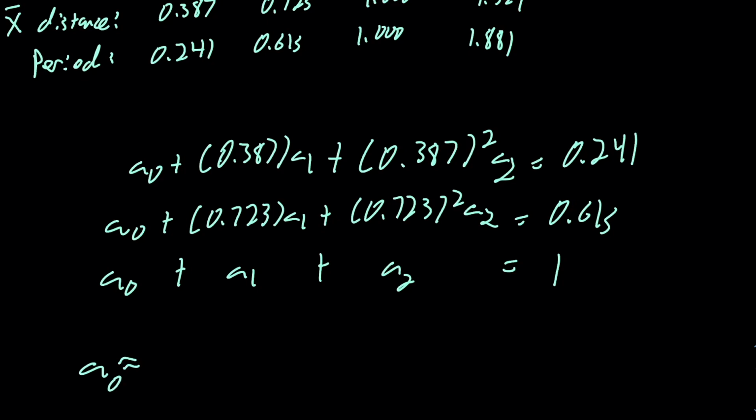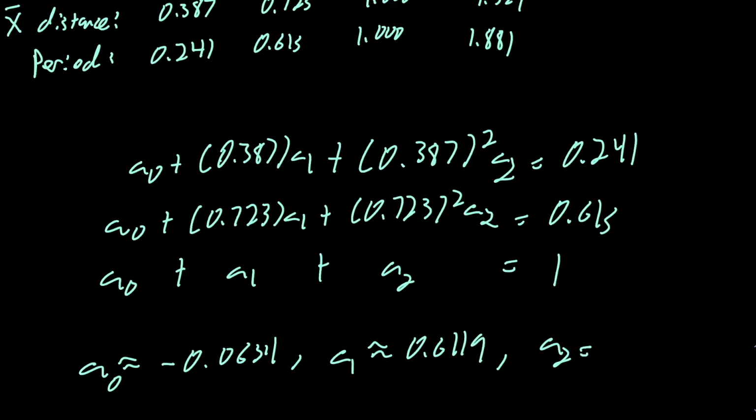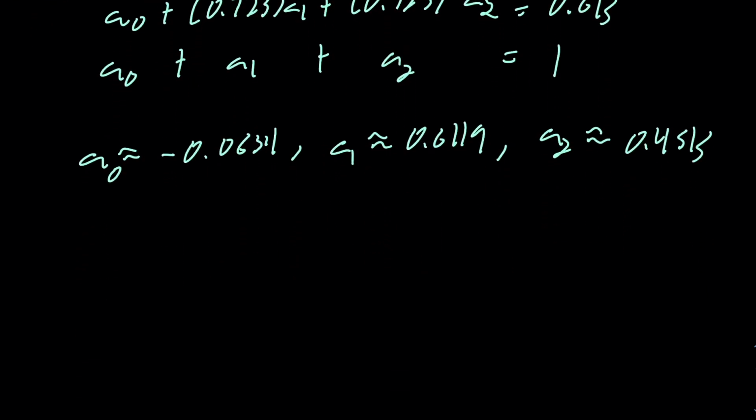A naught is equal to negative 0.0634. A1 is approximately 0.6119. And A2 is, well, it's not equal, but it's approximately 0.4515. And then we have our 3 points. Well, what do we do next? And if you said plug into a polynomial, you are correct.